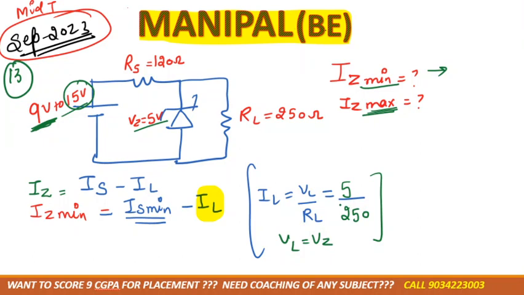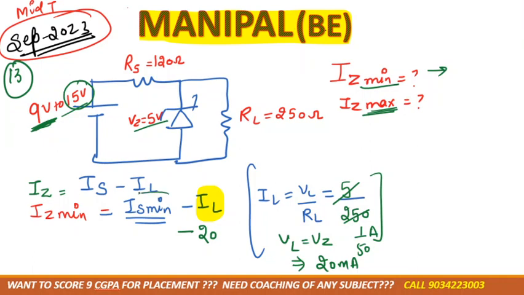So if I solve it, that is 5 by 250, that is 1 by 50 ampere. If I convert it into milliampere, then it would be 20 milliampere. Generally the load current is very less, so convert it into milliampere. Okay, so we got IL as 20 milliampere. Now tell me, any doubt up to here?